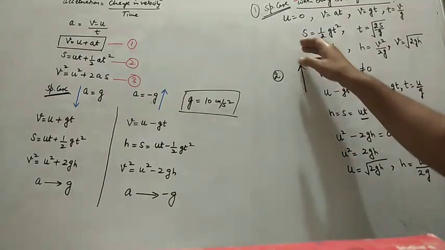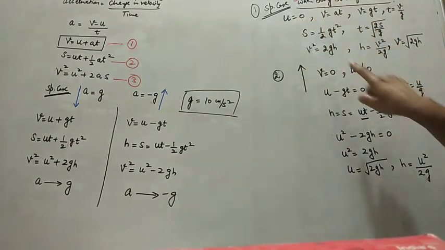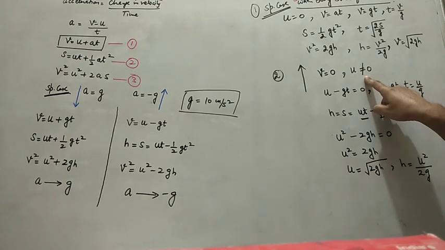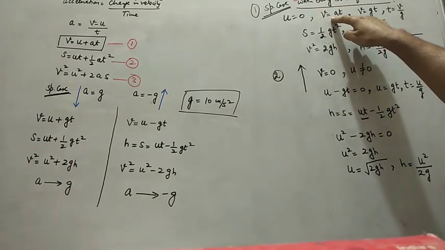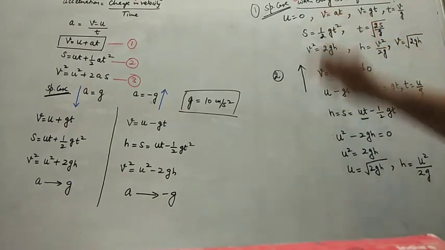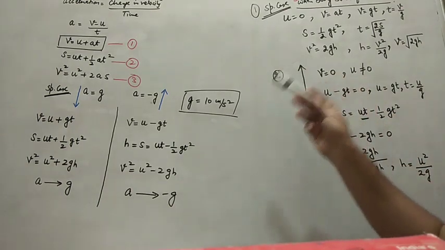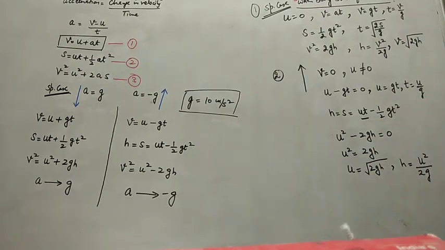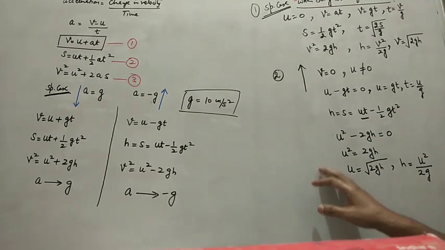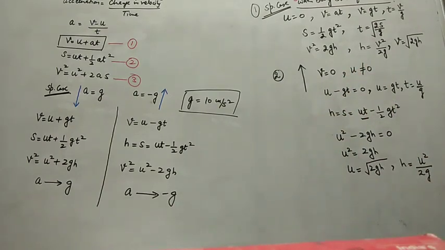Here the only difference is that in the downward case u is 0, but here u is not 0. But here the final velocity will have a certain value, we can't take v equal to 0. So simply by applying the concept, you can solve the numericals and you can get mastery on the concept. Thank you.